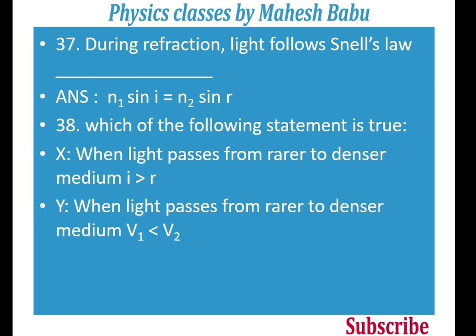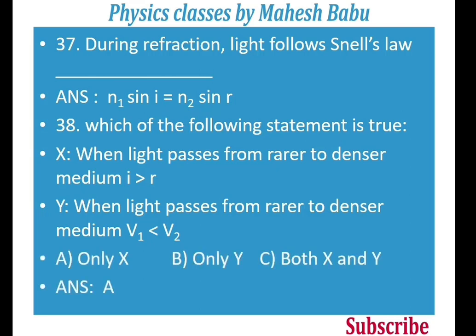When a light ray passes from rarer to denser medium, V1 is less than V2. It is wrong. When light travels from rarer to denser, V1 is the speed of light in the rarer medium and V2 is the speed of light in the denser medium, so V1 is more than V2. So only X is true.